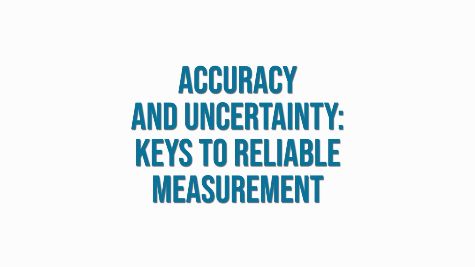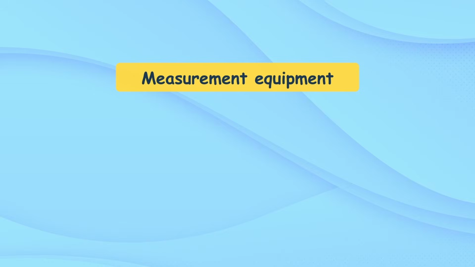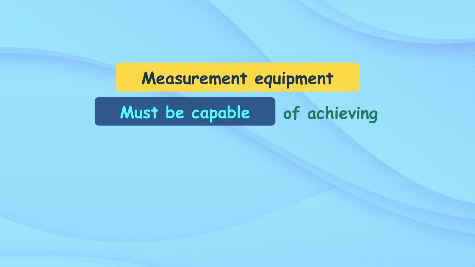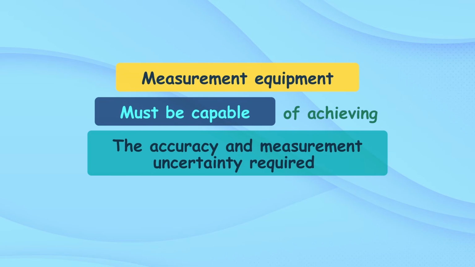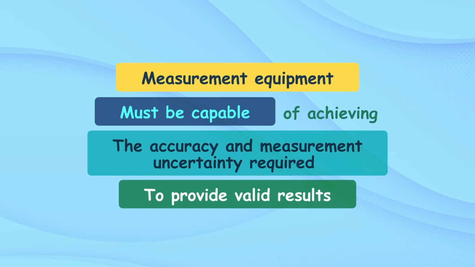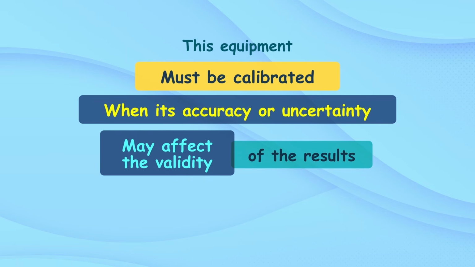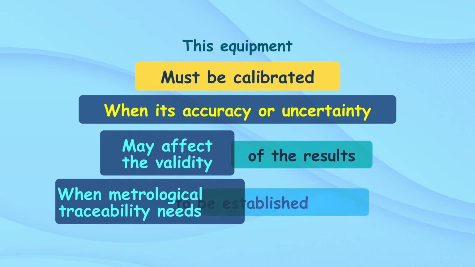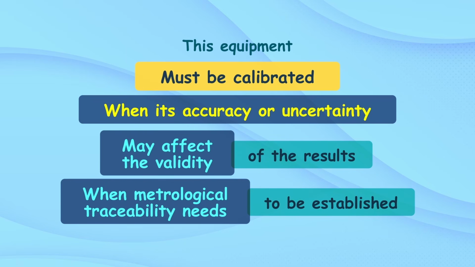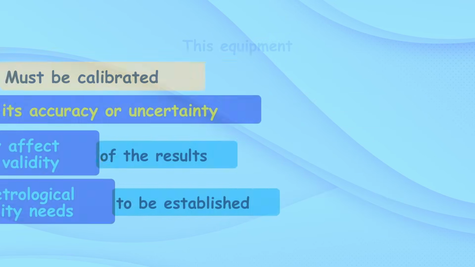Accuracy and uncertainty. Keys to reliable measurement. Measurement equipment must be capable of achieving the accuracy and measurement uncertainty required to provide valid results. In addition, this equipment must be calibrated when its accuracy or uncertainty may affect the validity of the results or when metrological traceability needs to be established.